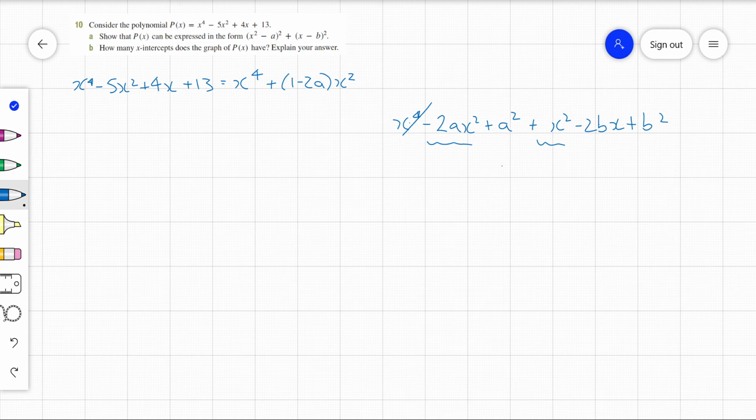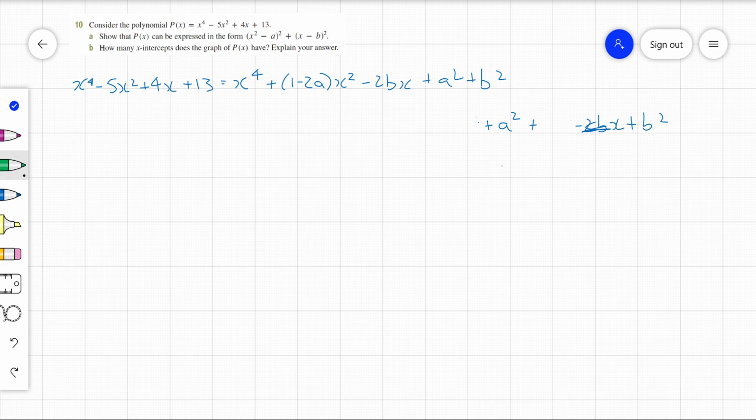If I look at the x's, so I might get rid of that. All right, so looking at the x's, I've just got negative 2bx. And then that's that one, and the rest of it is constant. So I'm going to get a squared plus b squared. That's going to be the constant.